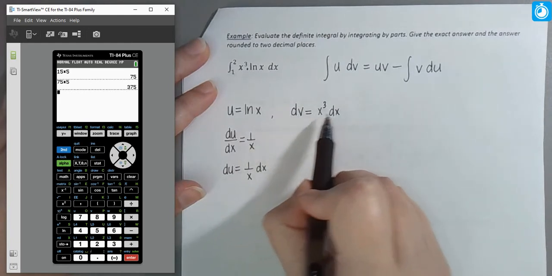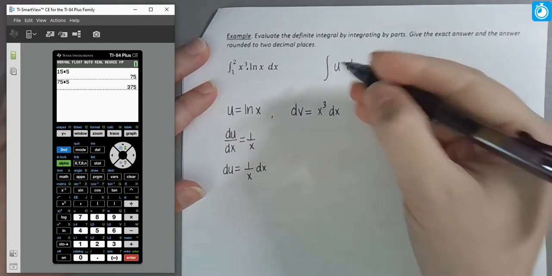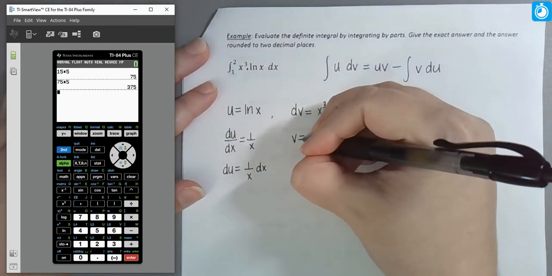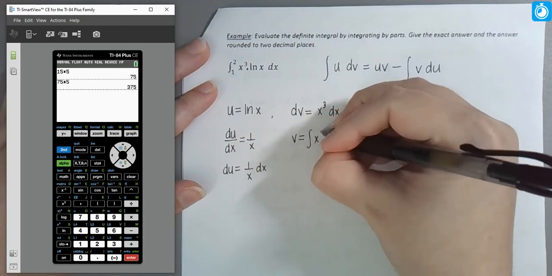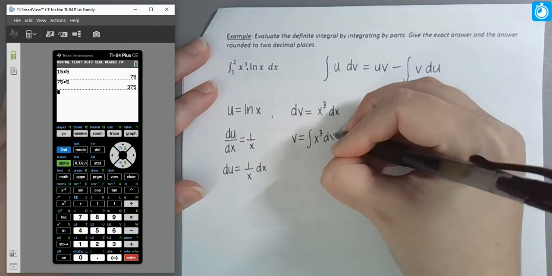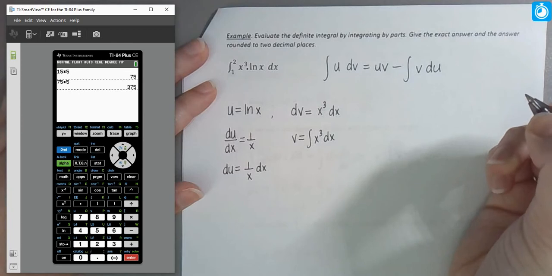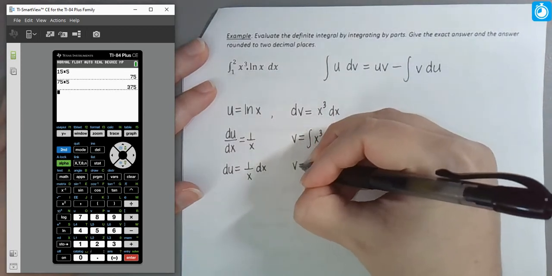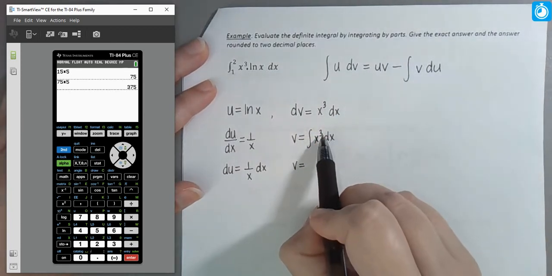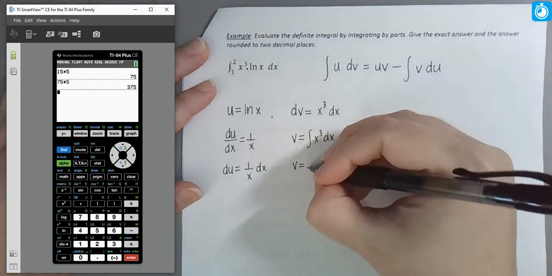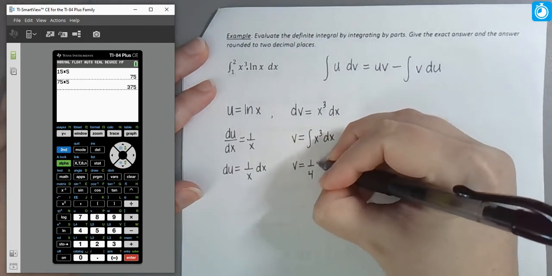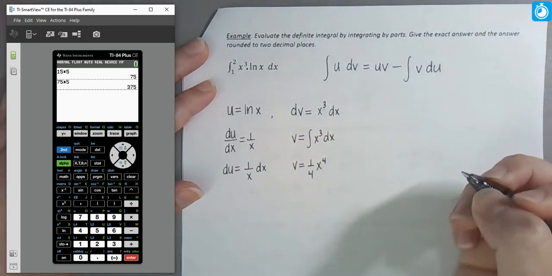Okay, and then we're going to integrate our choice of dv in order to get v. So v is going to be the antiderivative of x cubed with respect to x. And we can use our power rule: increase the exponent, divide by the new exponent. So that's going to be 1/4 times x to the 4th.